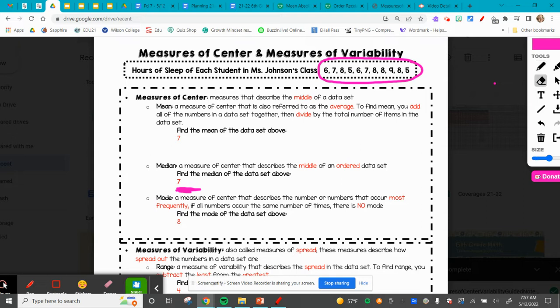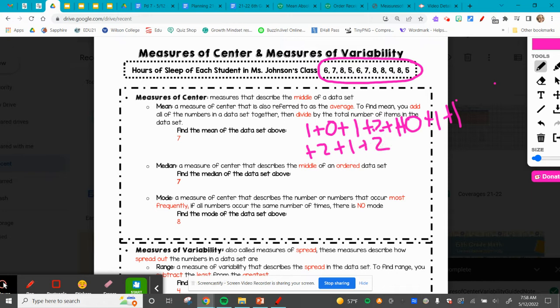So I am going to just work right here on my sheet. And if I have 7 minus 6, that's 1. 7 minus 7 is 0. And it's important to include the 0 because it is part of your data set. 7 minus 8 is negative 1, but I'm talking absolute value here, so 1. 7 minus 5 is 2. 7 minus 6 is 1. 7 minus 7 is 0. 7 minus 8 is 1. 7 minus 8 is 1. 7 minus 9 is 2. 7 minus 8 is 1. 7 minus 5 is 2.